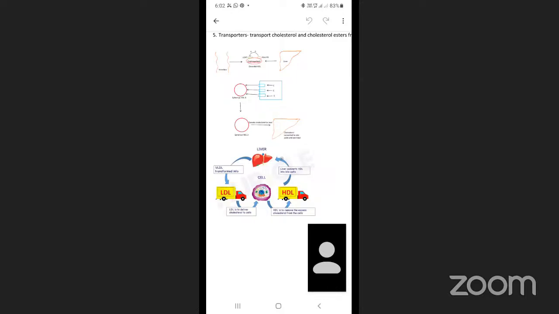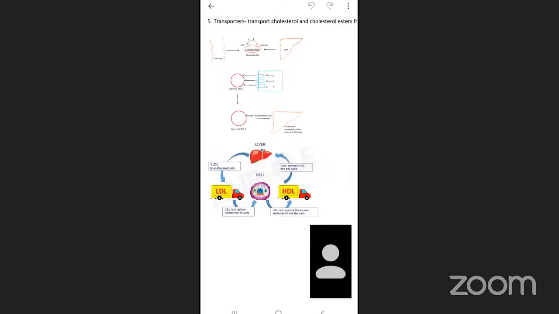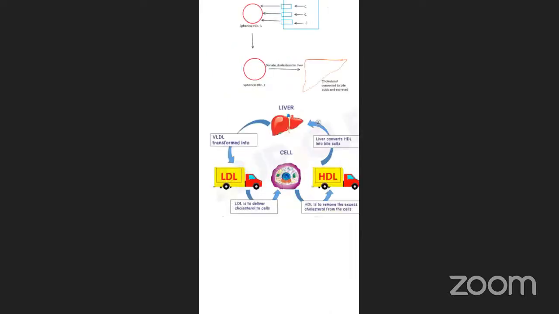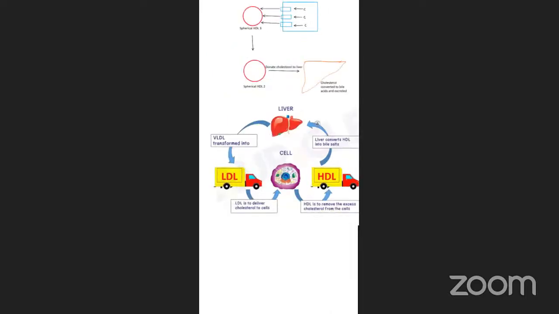Okay, you can see this diagrammatic representation of how your liver forms VLDL, and then that VLDL is transformed into LDL, and then that LDL delivers cholesterol to the cells, making it a bad cholesterol. On the other hand, from the peripheral organs, HDL removes the excess cholesterol from the cells, and acts as a truck, a transporter, transporting cholesterol from the peripheral tissues to the liver, where it is excreted in the form of bile acids. So that is the reverse transport.